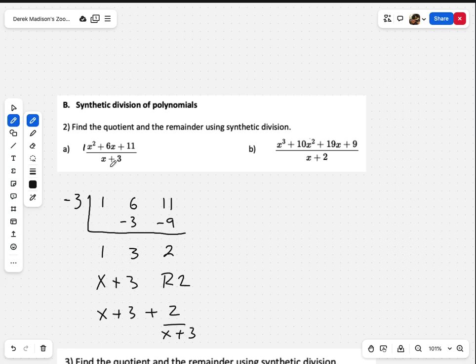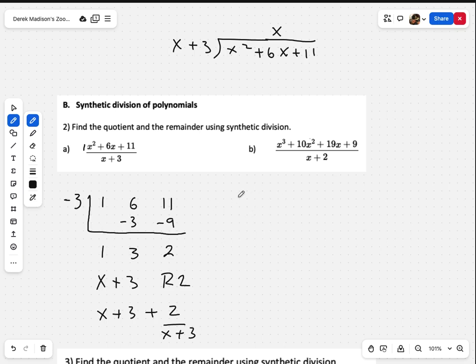So to recap that, we use the 0 of the factor instead of the factor, so negative 3. We just take down our coefficients. This first one we bring down, because if we were doing long division, it would be like, what do I multiply x by to make it x squared? It would be x, and it's the 1x, so it's that 1 that's coming down. And then negative 3 times 1 made negative 3. Add those, get 3. Negative 3 times 3 makes negative 9. Add those and get 2.